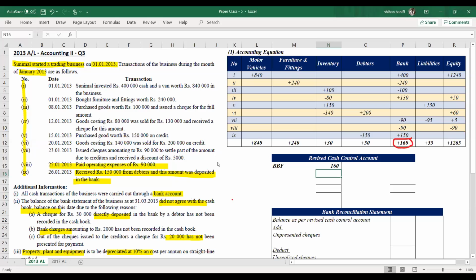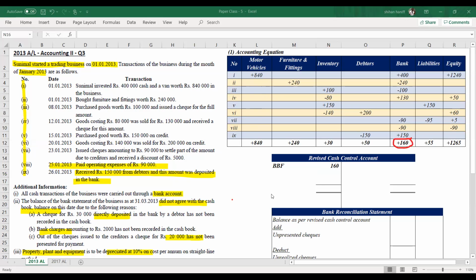There is a question, what about depreciation? Depreciation you don't need to do in the accounting equation because they ask only 9 transactions in the equation. So we are not recording the depreciation in the accounting equation.